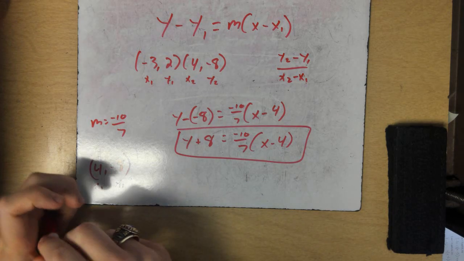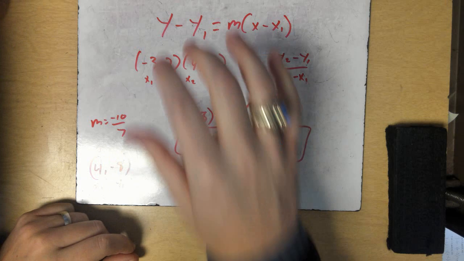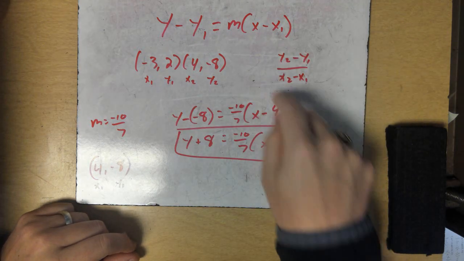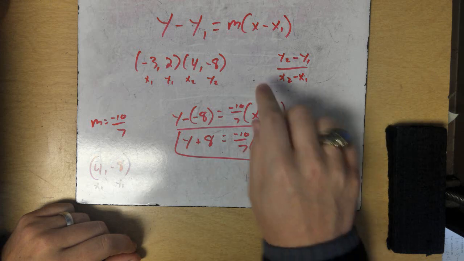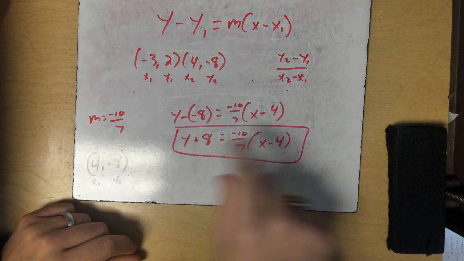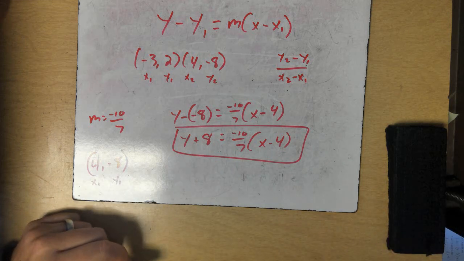Right, simple. Take the information, use it, plug it in to your equation. 2 points, remember your formula here, y2 minus y1, x2 minus x1. Plug it in, solve for the slope. Pick a point, doesn't matter which one, put it in the equation, and that's your answer.